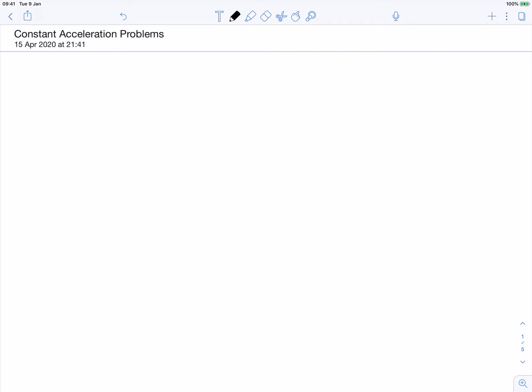And today we're going to be handling mechanics for the first time. We're going to be looking at one-dimensional problems. It's not that they're one dimension, but they're generally just in one dimension. We're going to be looking at problems with constant acceleration. Okay, so what is mechanics?